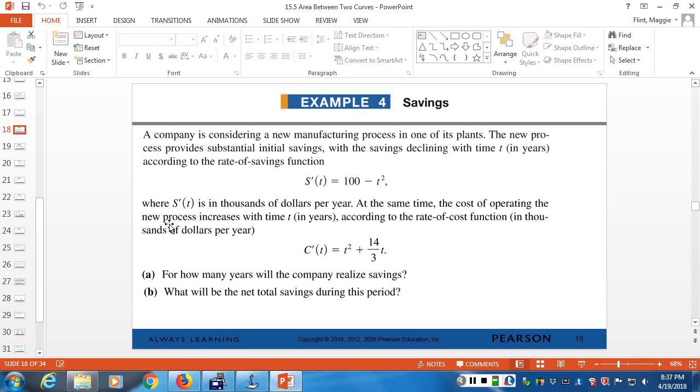At the same time, the cost of operating the new process is going to increase with time because other things go up. According to the rate of cost function in thousands of dollars per year, C prime of t, which is t squared plus 14 over 3 times t. How many years will they realize savings, and what would be the total net savings during that period?